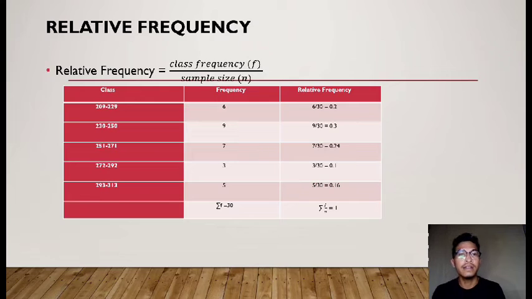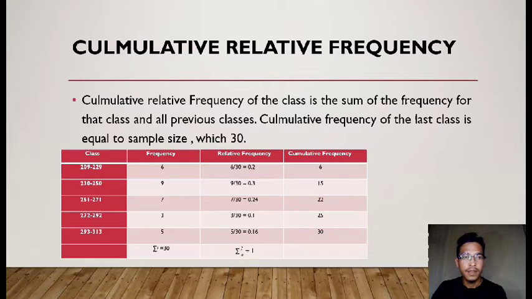Okay, next is relative frequency. Relative frequency equals class frequency divided by sample size. Lastly is cumulative relative frequency. Cumulative relative frequency of the class is the sum of the frequency for that class and all previous classes. Cumulative frequency of the last class is equal to the sample size, which is 30.